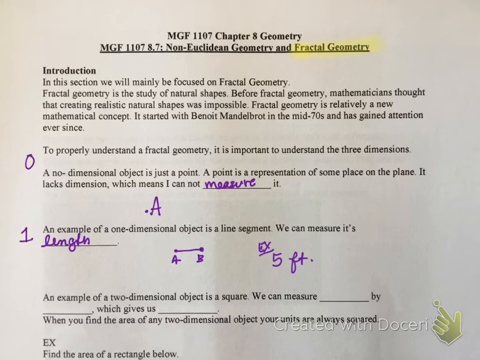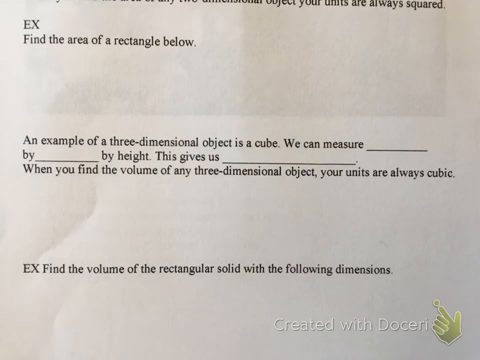An example of a two-dimensional object, now we're in the second dimension, would be a square. If we measure a square, we can measure its length by its width, which gives us area. So all two-dimensional objects can be described with area. So I have an example for you. Find the area of the rectangle below.